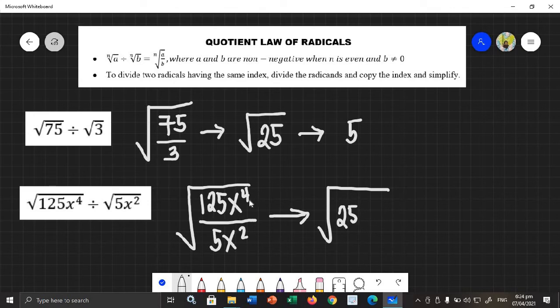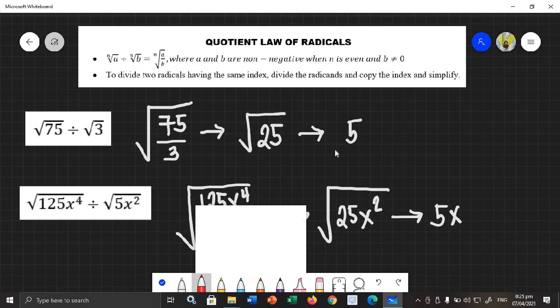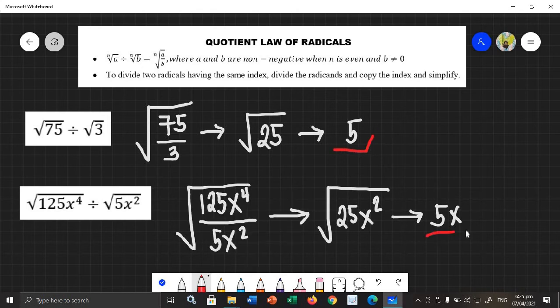Yes. And then x to the 4th divided by x to the 2nd power. They have the same bases, no? Therefore, you can subtract their exponents. So that will equal x raised to the 2nd power. And square root of 25 x raised to the 2nd power can still be simplified by getting the square root of 25, which is 5. And the square root of x squared is x. And this will be now our answers. So for example number 1, we get 5. For example number 2, we get 5x by using the quotient law of radicals.